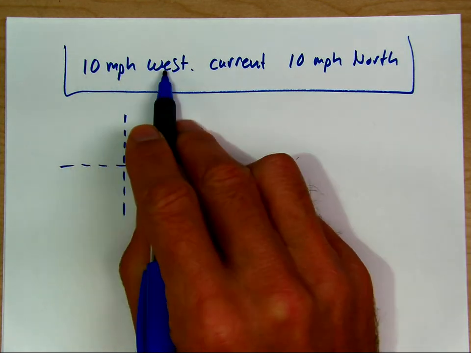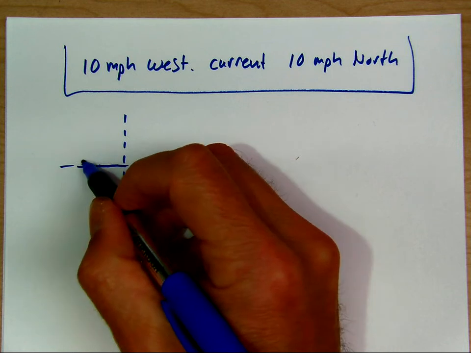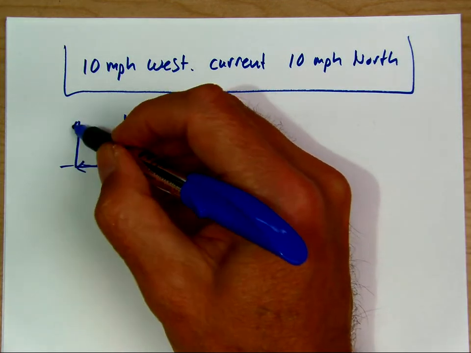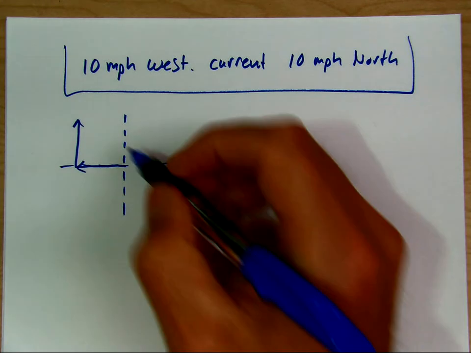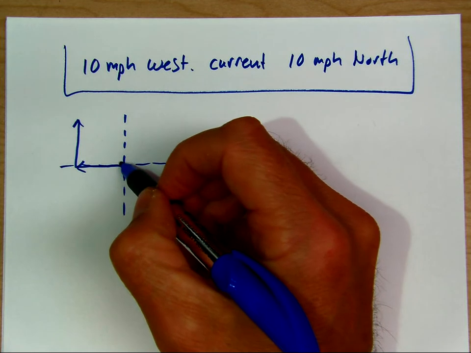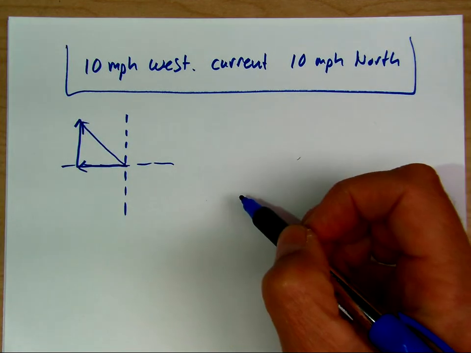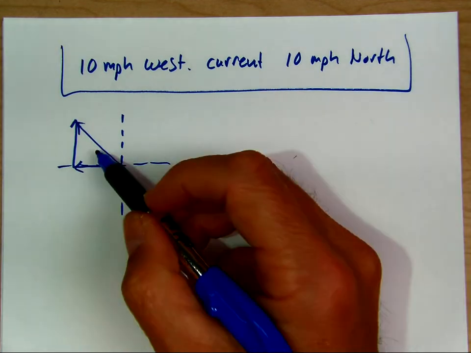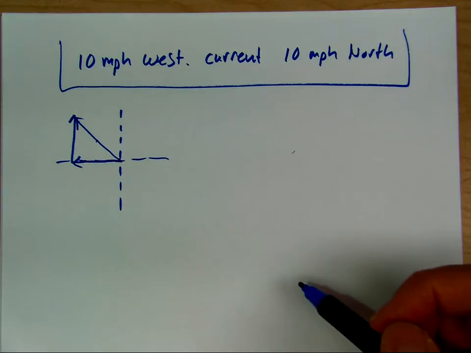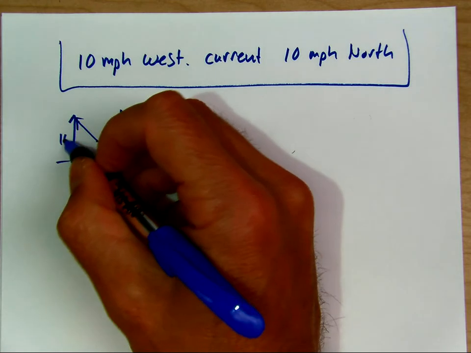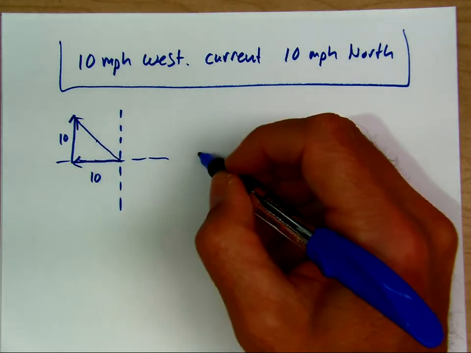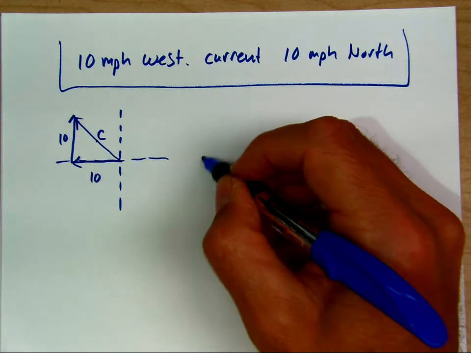10 west, so we'll just say that's 10, and then 10 north, so we'll go the same distance north. The boat is moving west, it hits the current of the same velocity, so now the boat has a velocity vector of this resultant. We need to find the length of that and describe the direction. So we have 10 and 10 for the speeds, and then we can find the resultant speed.